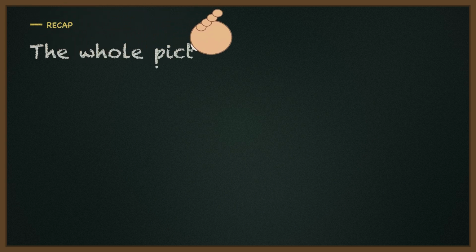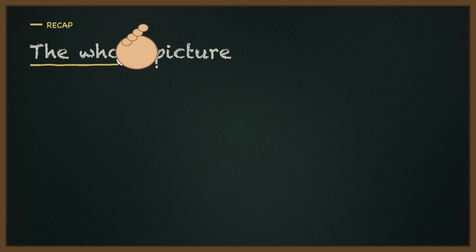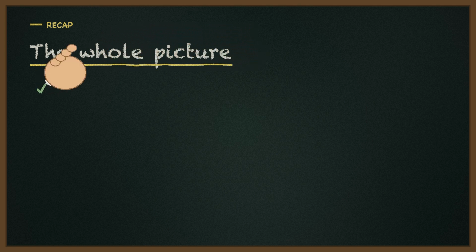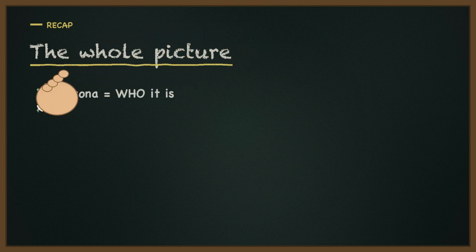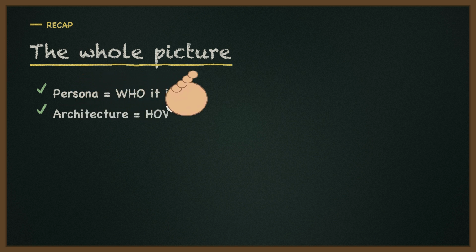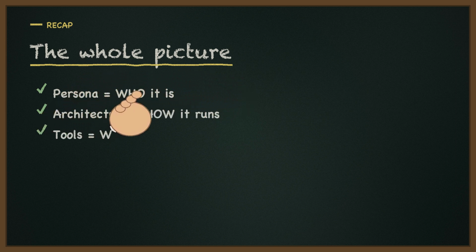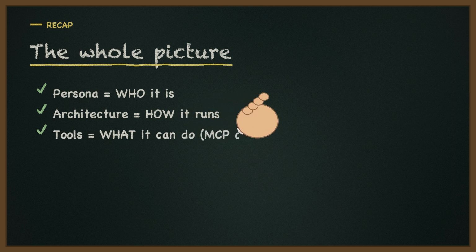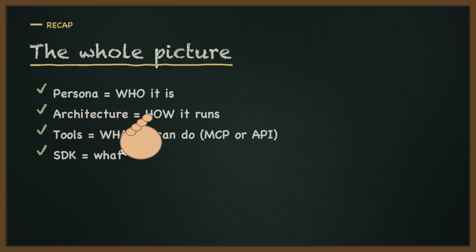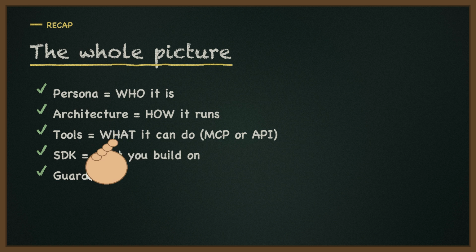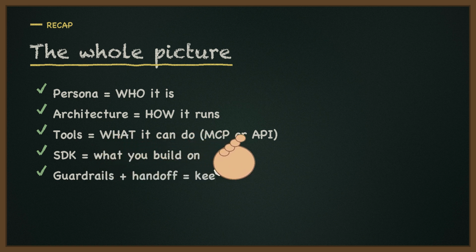Let's recap. Persona is who it is. Architecture is how it runs: the loop, the brain, and memory. Tools are what it can do, connected through MCP or API. The SDK is the framework you build on, so you don't hand-roll the plumbing. And guardrails plus human handoff are how you keep it safe. Get those 5 right, and you've got a real digital coworker, not just a chatbot.